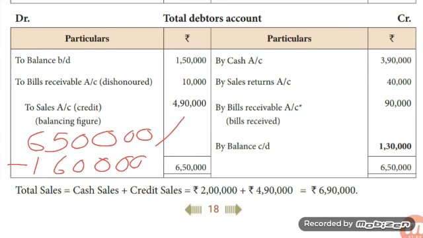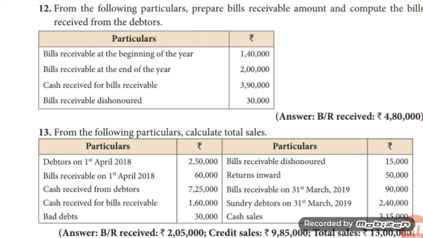Okay, children, solve exercise 12 and 13. Let me explain the question. Exercise 12. From the following particulars, prepare bills receivable account and compute the bills received from the debtors. For this, draw bills receivable account, write title bills receivable account. First, enter the opening balance as to balance brought down. The amount is 1,40,000.